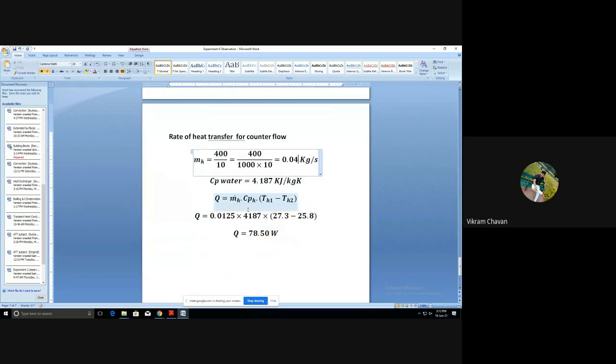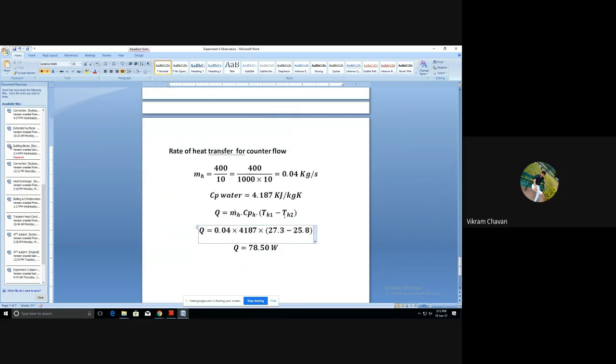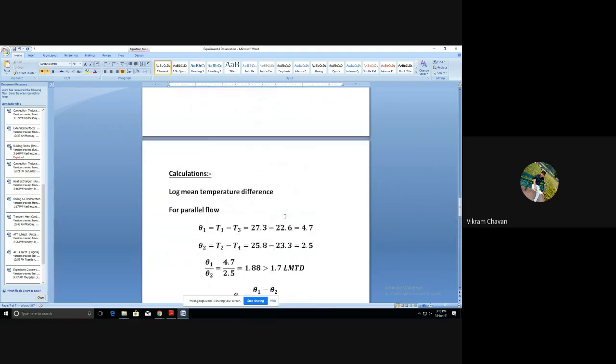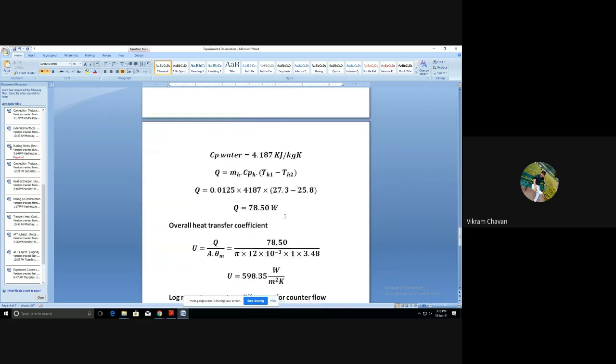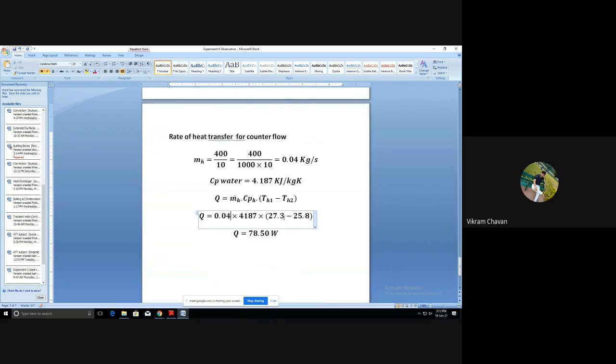Then put Q is equal to m dot h cph multiplied by TH1 minus TH2. So 0.04 multiplied by 4187 multiplied by TH1, which in this case is 24.4, and TH2 is 23.8. Now calculate Q for the counterflow heat exchanger.